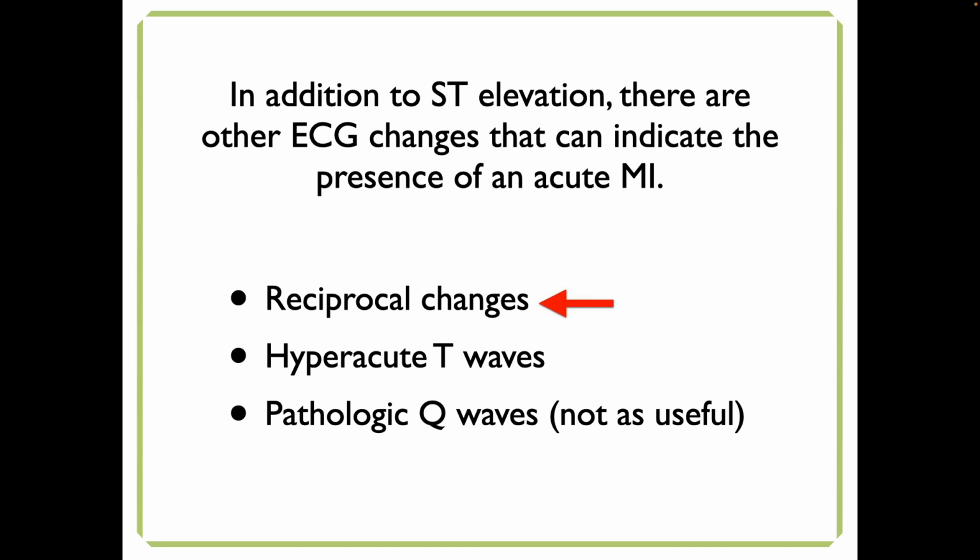Reciprocal changes, and I think you'll feel this more and more as time goes by, are so much your friend, because they just solve every problem in terms of identification. Hyperacute T's are really interesting. You won't see them all that much. And pathologic Q's, and I'll tell you why when we go through them, are sort of useful, but not nearly as useful as reciprocal changes. But again, I'm introducing all of these as further evidence of a STEMI.